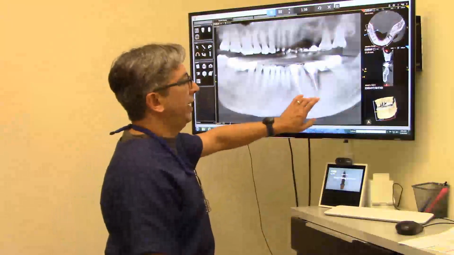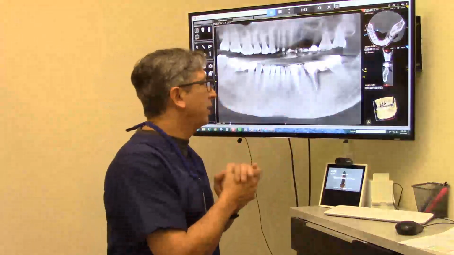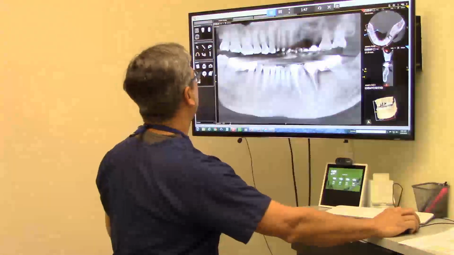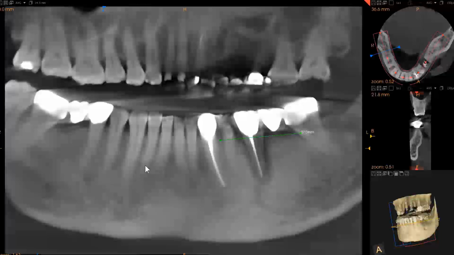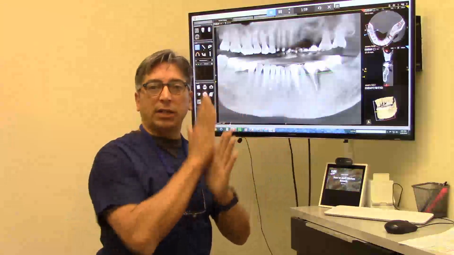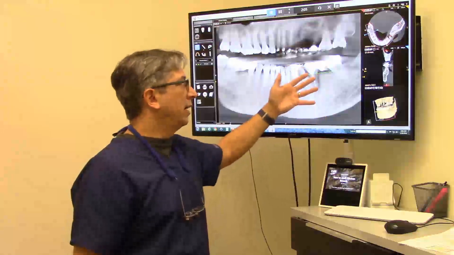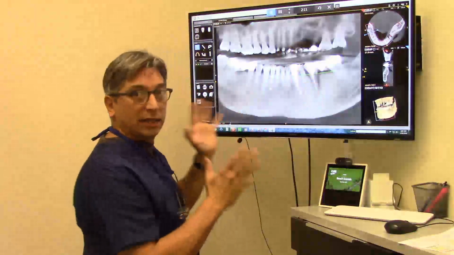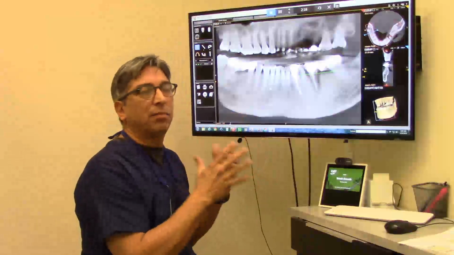So let's look at this case. What is it that we could do here? Well, he's interested in implants, and from a panoramic view, this looks valid. But the problem is that in a panoramic view, the bone height looks this high. It's basically your three-dimensional anatomy smashed into a two-dimensional picture, and you get duped into thinking this is okay when it's really not when you look at it three-dimensionally.